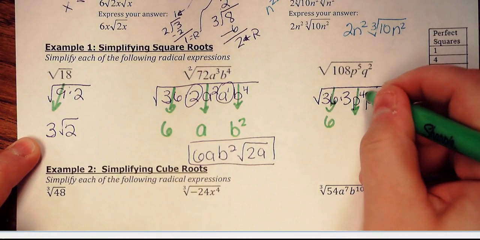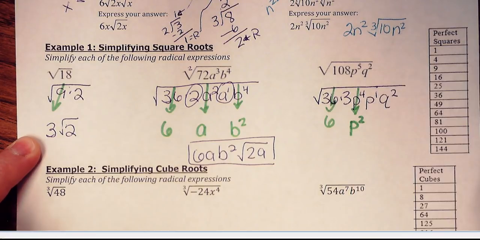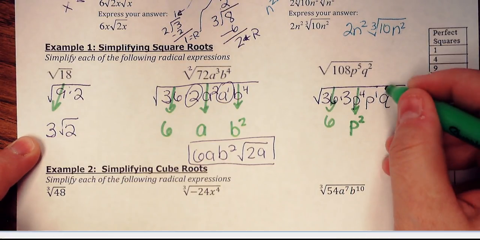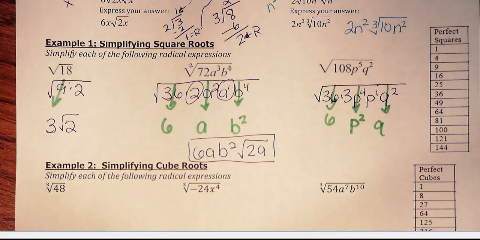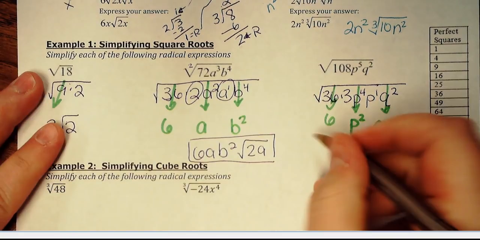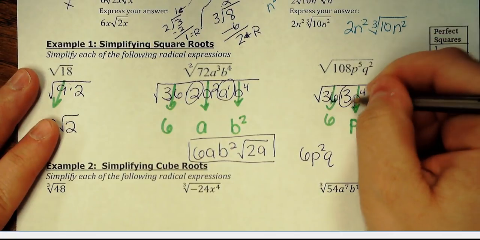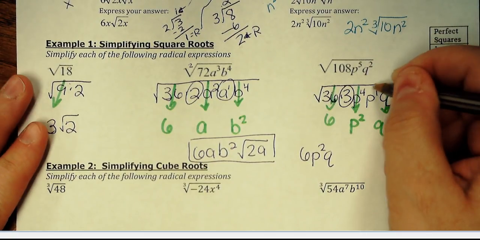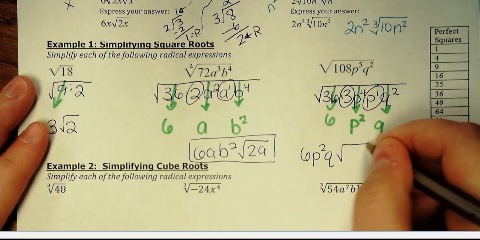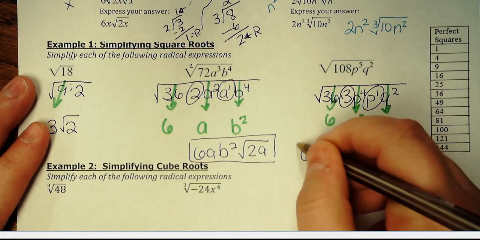P to the fourth, divide the exponent by the root, we can pull out p squared. Q squared, divide the exponent by the root, this will be a plain q. So the front side of this is going to be 6p squared q. Now, still under the radical, we couldn't break down the 3 and the p to the first, so still under the square root, 3 and a p.